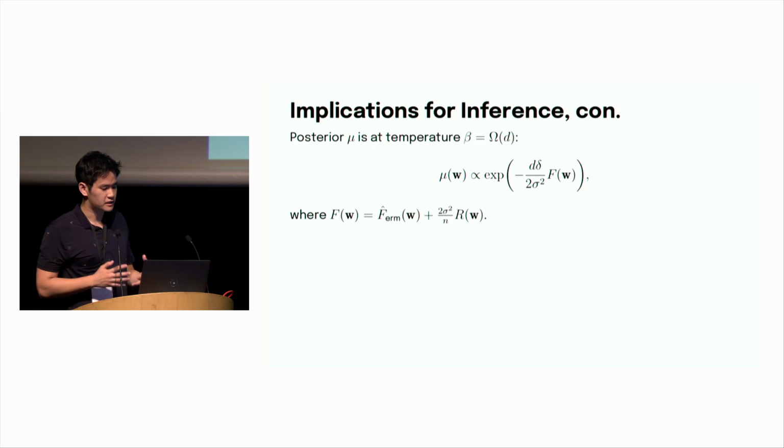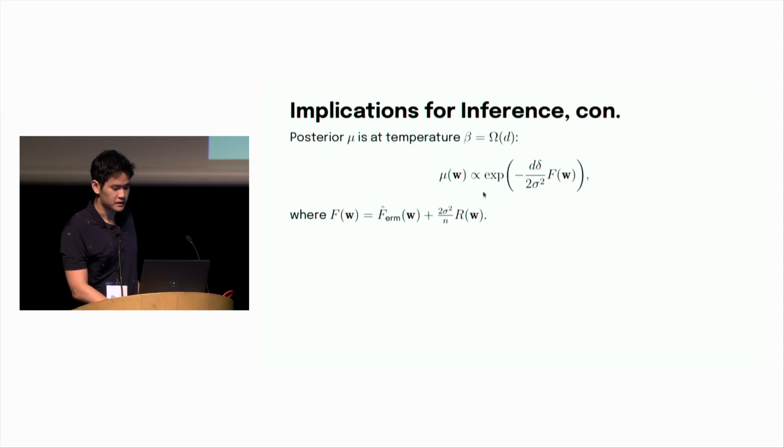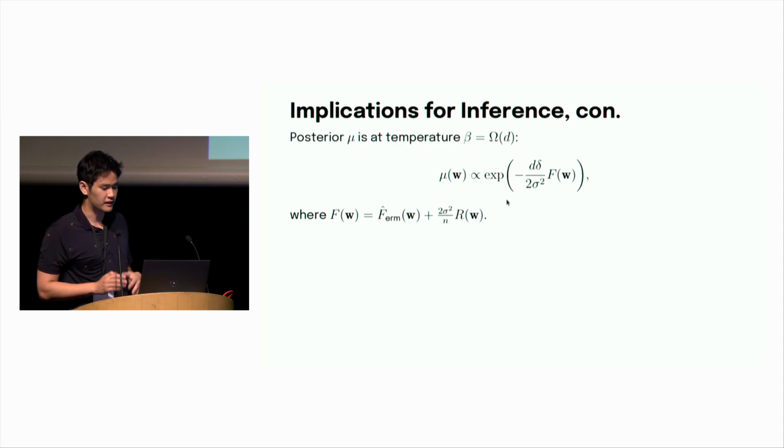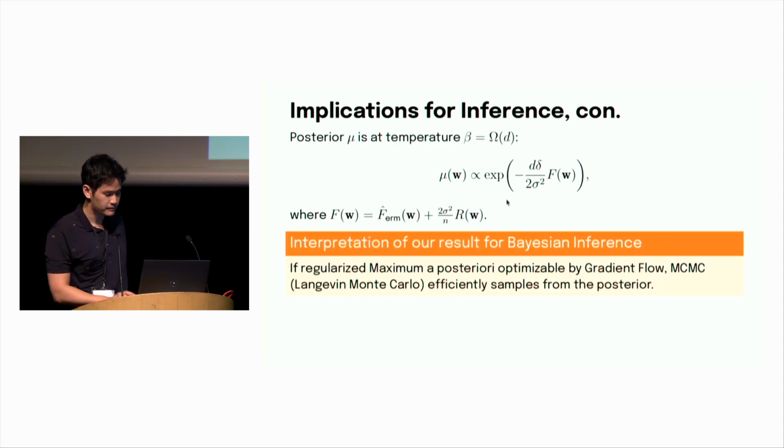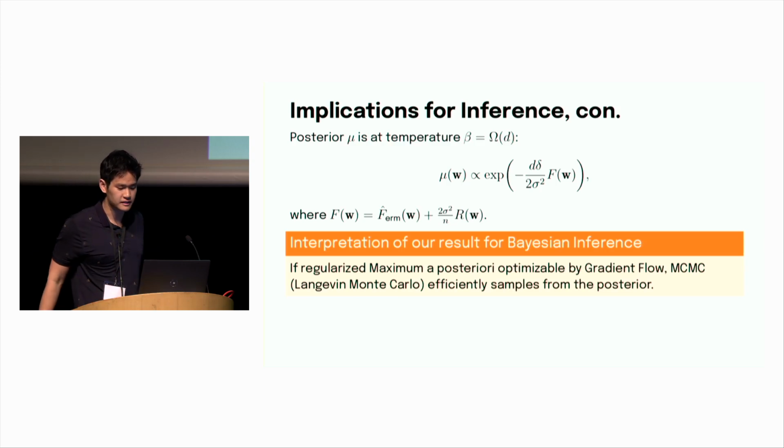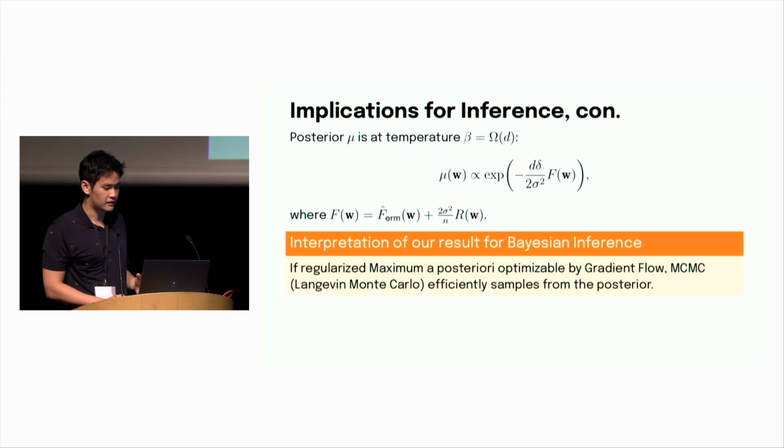It turns out the posterior in this problem will be at temperature beta equals omega of d. Here, beta is this term, and the function f is a form of regularized empirical loss. So we can interpret our result in the language of Bayesian inference. It says in particular that if regularized maximum a posteriori, that is f, is optimizable by gradient flow, then MCMC methods, namely Langevin Monte Carlo, can efficiently sample from the posterior.